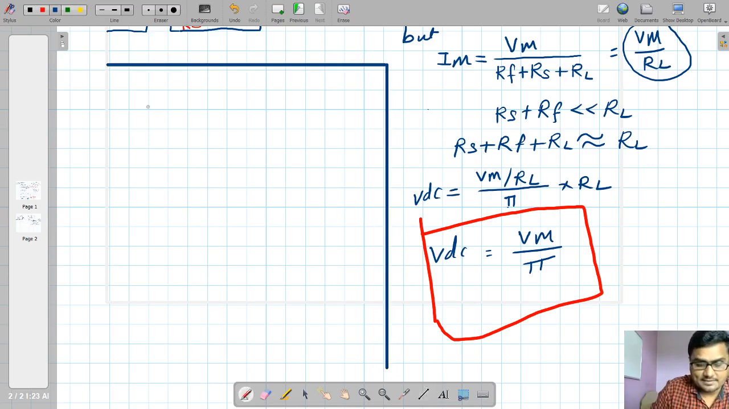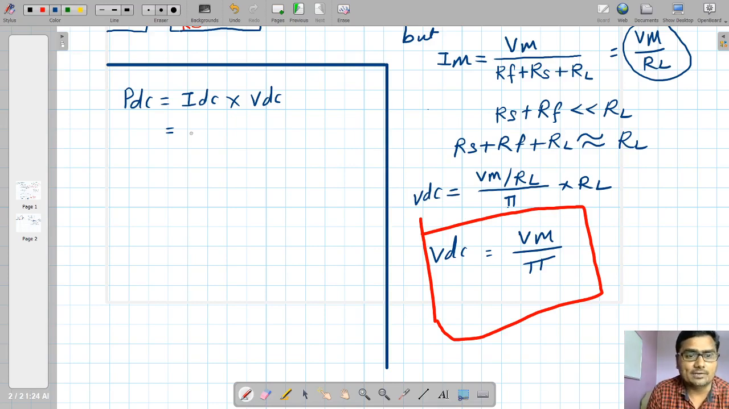Let me write down here PDC, that is the DC power developed at the output. Now what is that PDC? PDC is equal to IDC, which we have already calculated, multiplied by VDC, which we just calculated. Is it? Now as I am writing VDC multiplied by IDC, is it? But see, this is a form of power that I am writing, P is equal to VI.